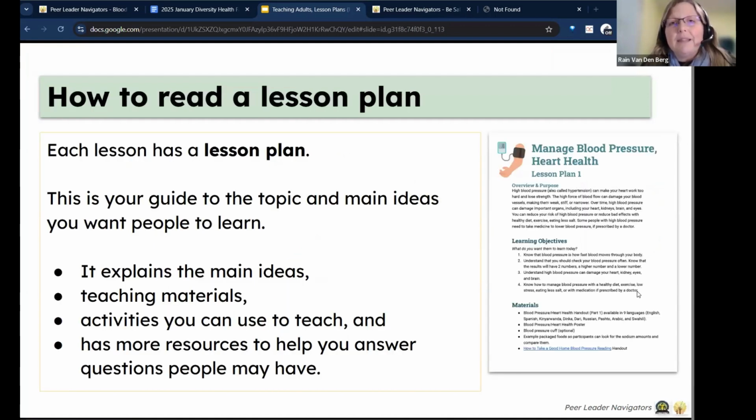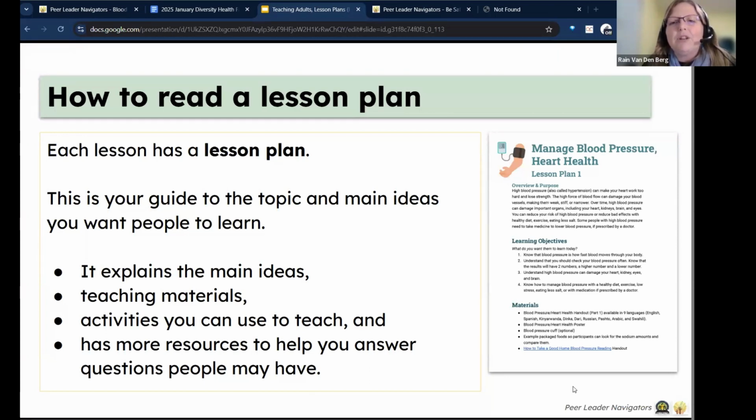Each of the lessons in this unit has a lesson plan that goes with it, and it will say part 1 or part 2 at the top of the lesson plan. This is your guide to the topic and the main ideas that you want people to learn. It goes through the main ideas, the materials included in that lesson, activity ideas, and it has more resources so that you can answer questions that go beyond the learning objectives. We showed you that a little bit earlier, but we're going over the pieces again.